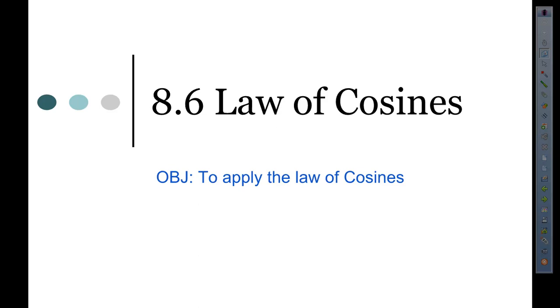All right, this is the last lesson in Chapter 8, lesson 8.6, Law of Cosines. In this lesson, we're going to look at another way to solve for missing side lengths or angle measures of a triangle that's not a right triangle.